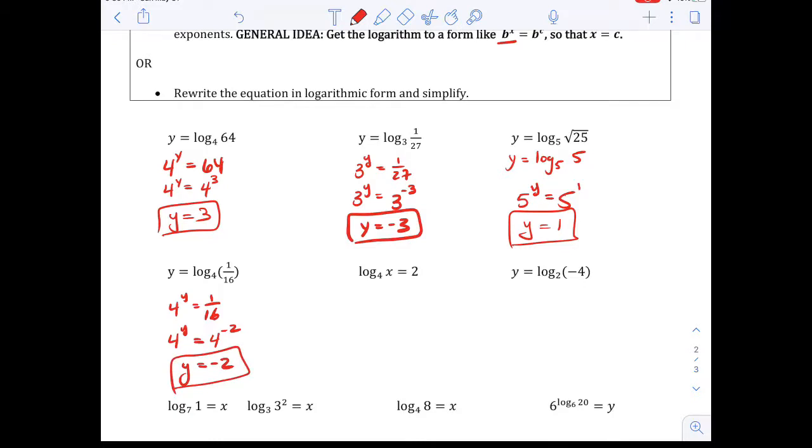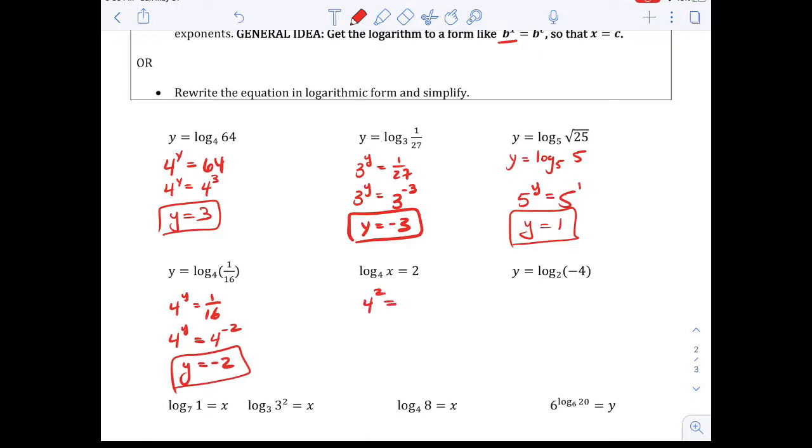Now this one's a little bit different. Our unknown is here, but that doesn't mean we can't solve it. So right now, x is not isolated. But if I put it in exponential form, 4 to the power of 2 is equal to x. Now it's isolated. I can solve that left side. 4 squared, 16, is equal to x.